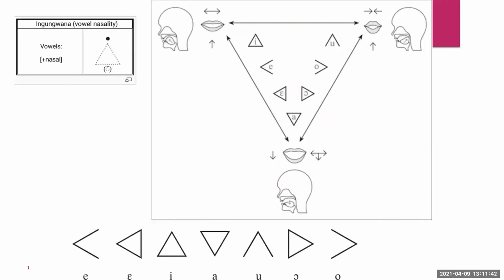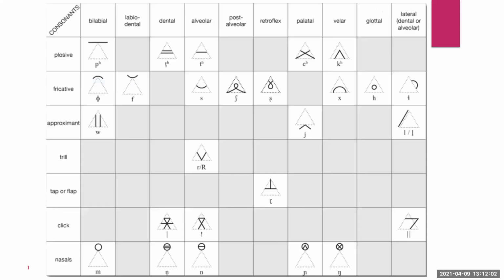So this is the vowel chart. Depending on the direction and whether the triangle is open or closed will determine the vowel. And you can also indicate nasal vowels by including a dot at the tip. And then these are how you do the consonants. I'll just let you look at it for a second. But yeah, you can see it has different ways.